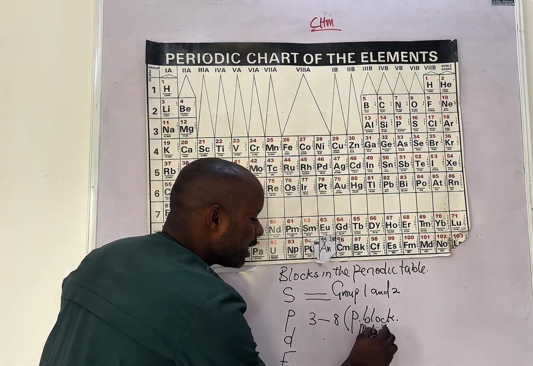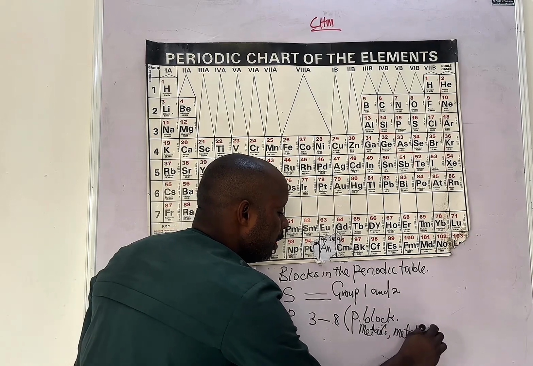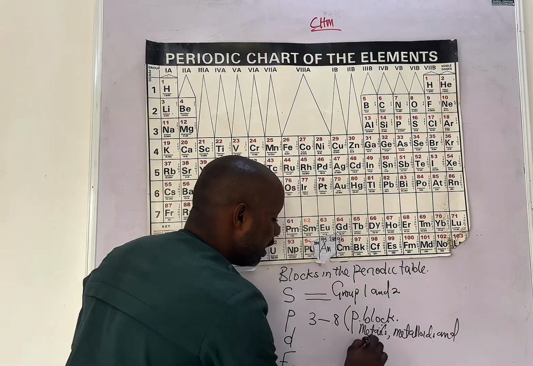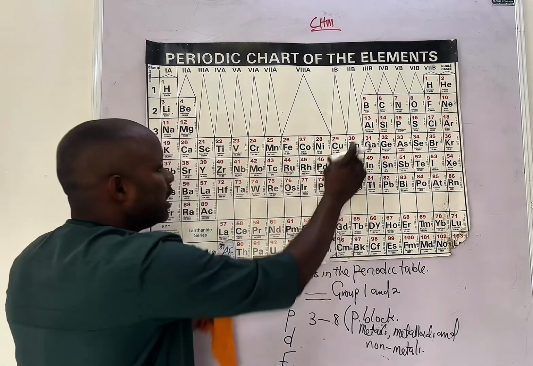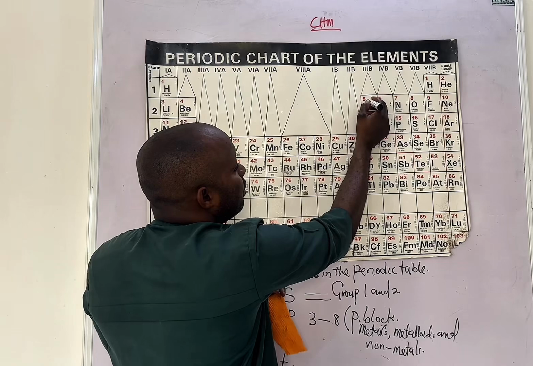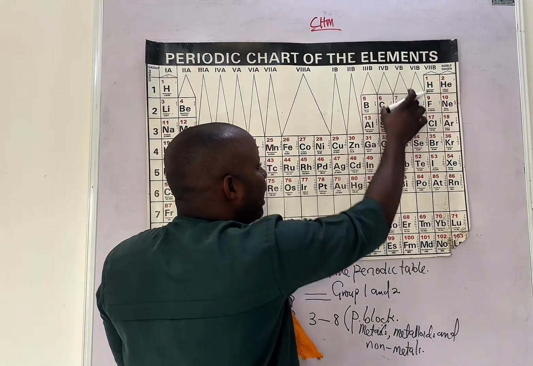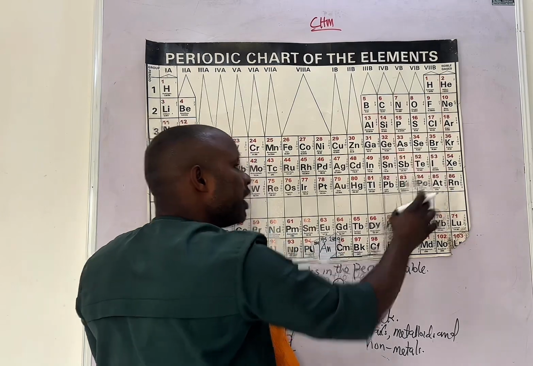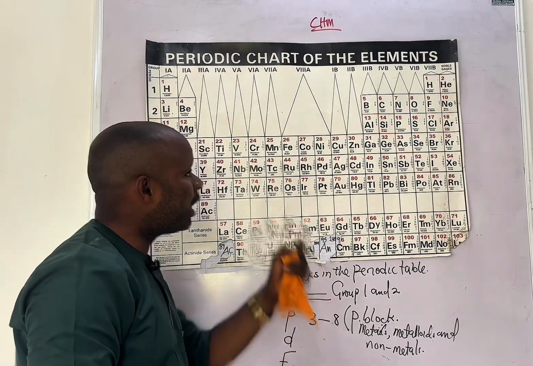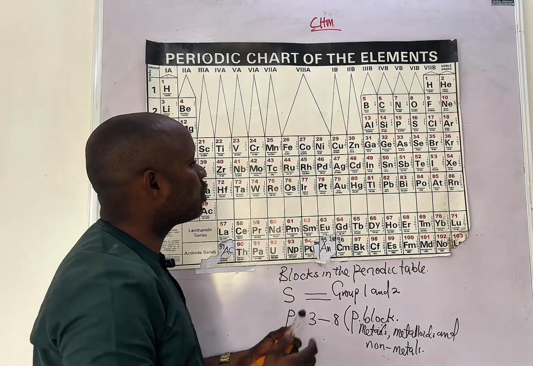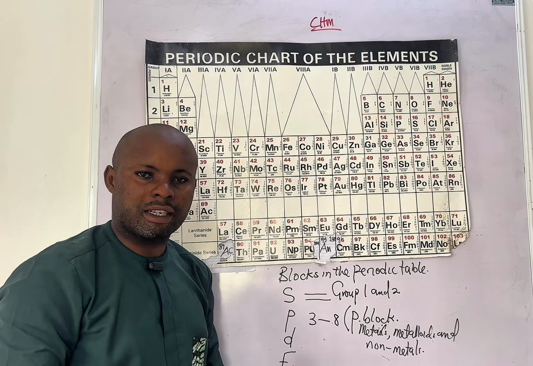We're going to have the metals, the metalloids, and the non-metals. So this part of the group, group 3, 4, 5, 6, 7, 8, we say this group contains what is known as the P blocks. It contains the metals, the non-metals, and the metalloids. The metalloids are those elements that behave as a metal and as well as non-metals.